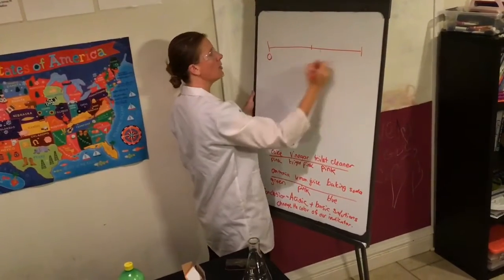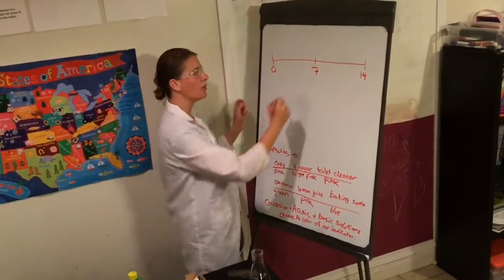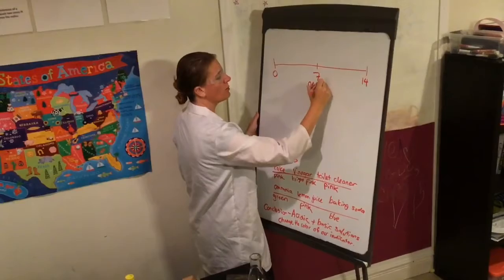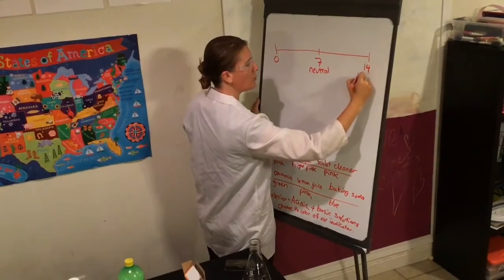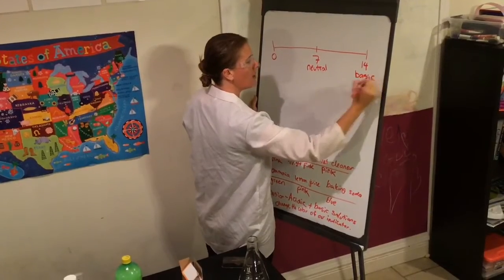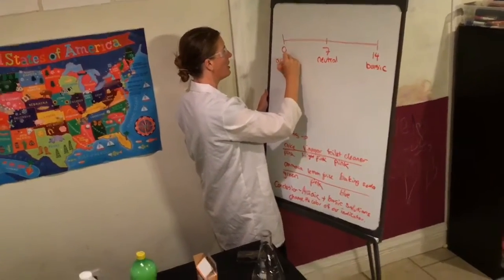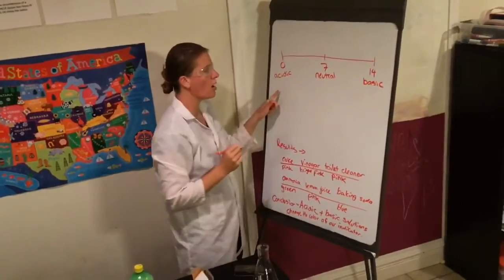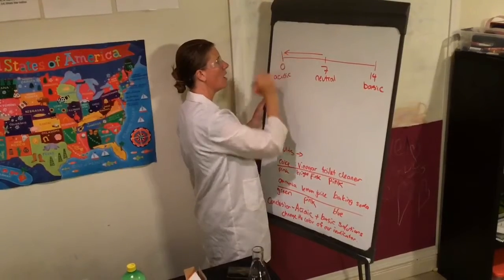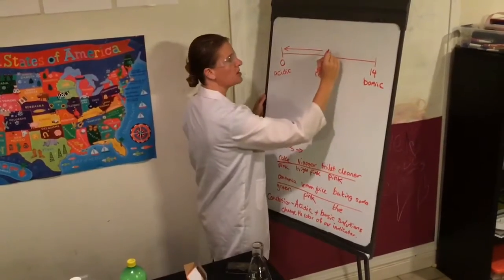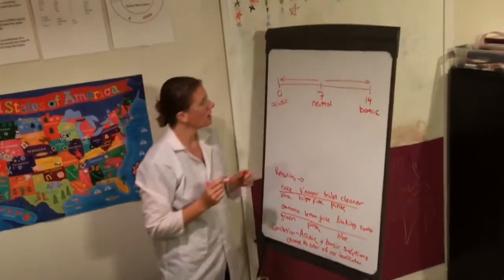It goes from 0 to 14, and in the middle we have what we call neutral. Neutral means it's neither acidic nor basic. Over here at 14 we have our extremely basic materials, and over here we have acidic, strong acids. As we get this direction, our acid strength increases. As we go in this direction, our basic strength increases.